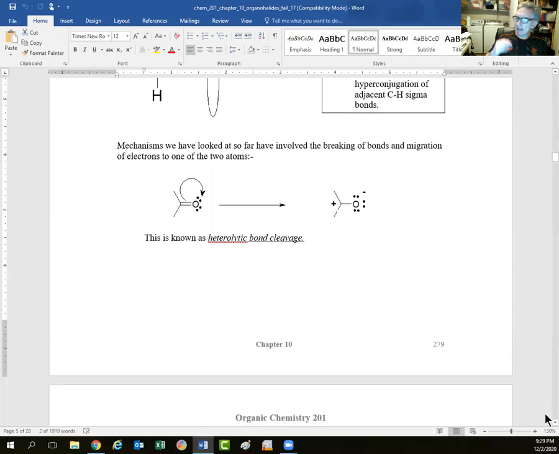Now most of the reactions that we have looked at so far have been heterolytic reactions, which means that when the bonds break, both of the electrons in the bond normally head in one direction. They head to the more electronegative element, and that's led to cations and anions in our mechanisms.